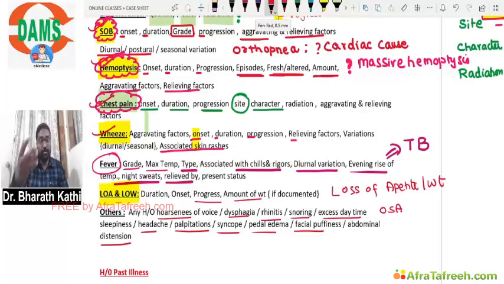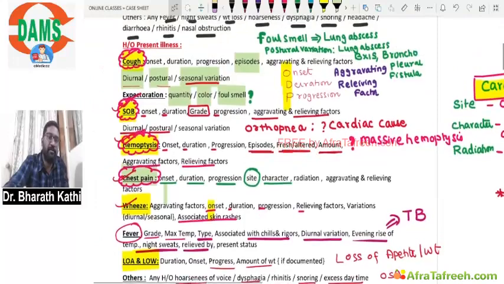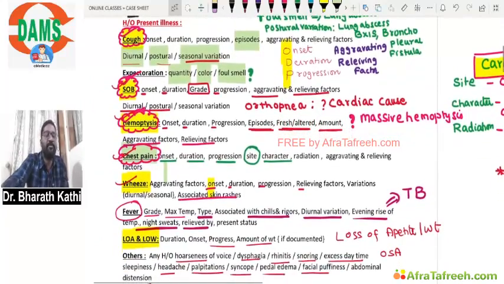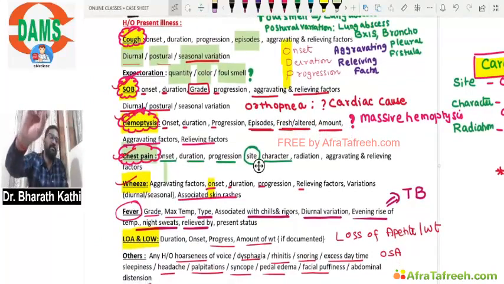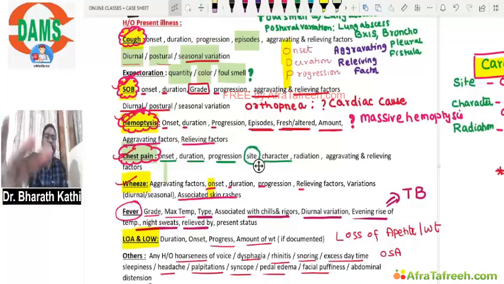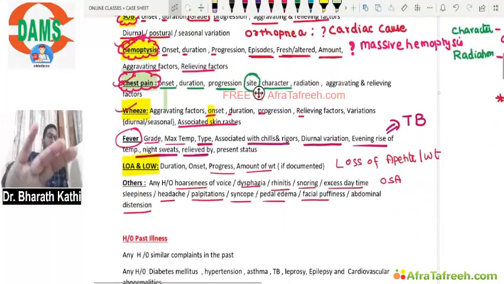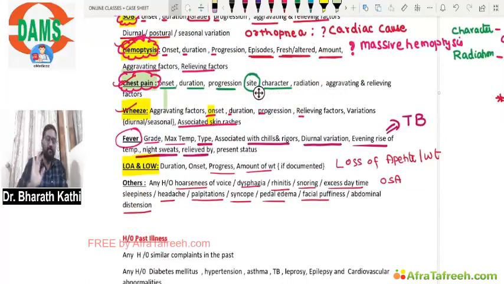So is there any orthopnea? Is there any pedal edema? Is there any palpitation? Is there any syncopal attack? So you should also take some negative history. So like this, you have to complete the history of present illness. You have to explain cardinal symptoms in detail. Explain cough, shortness of breath, hemoptysis, chest pain, wheeze in detail, and fever in detail. Whereas other symptoms, you can just mention whether it is present or absent.